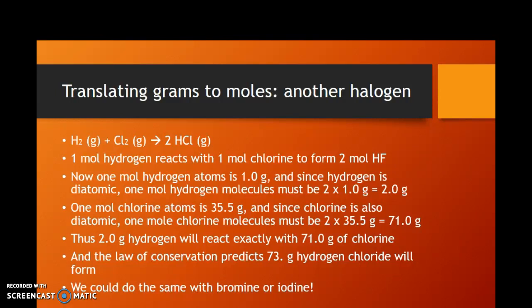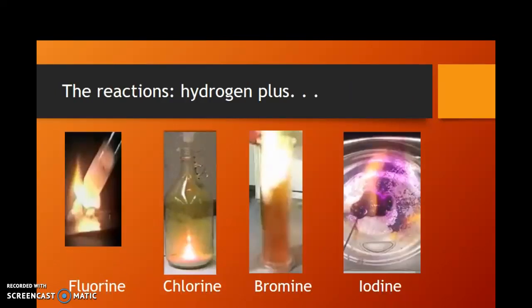And just for the sake of argument, let's look at the reaction. Most of these are snips from YouTube. Reaction of hydrogen with fluorine, chlorine, bromine, and iodine.